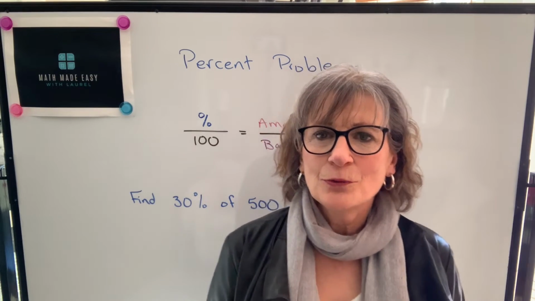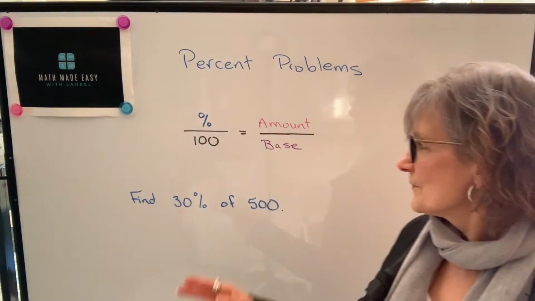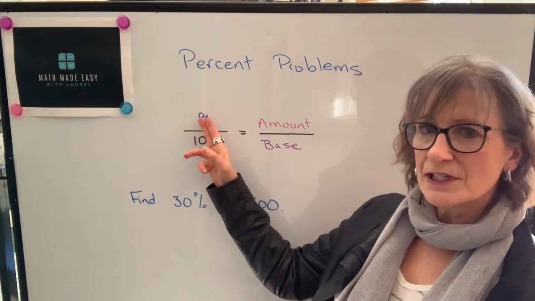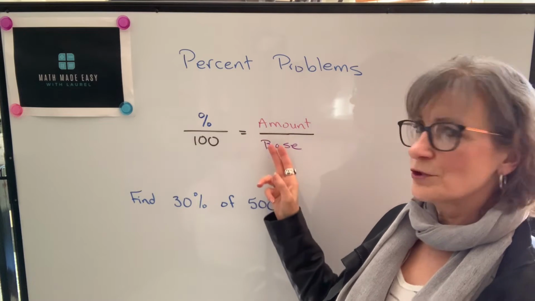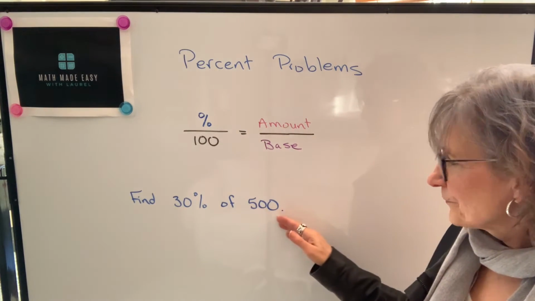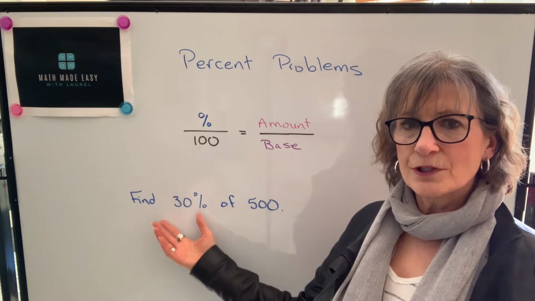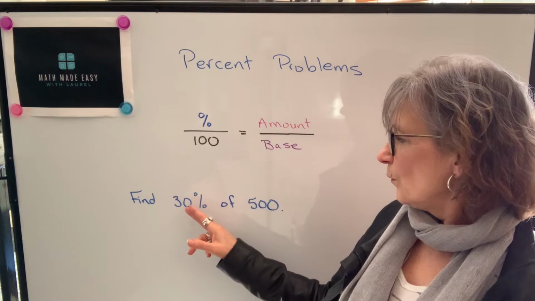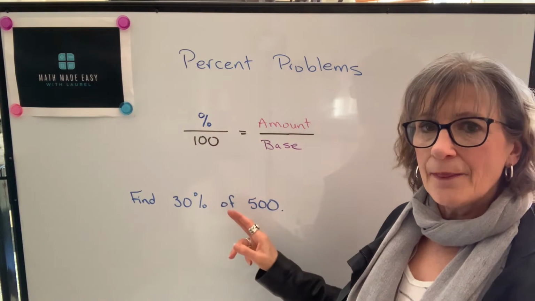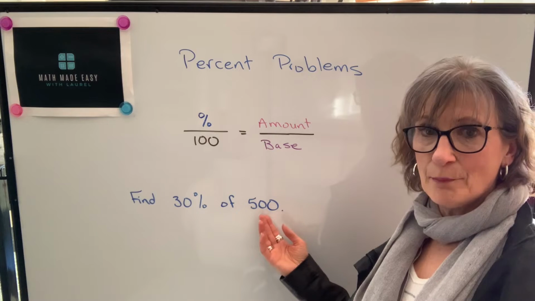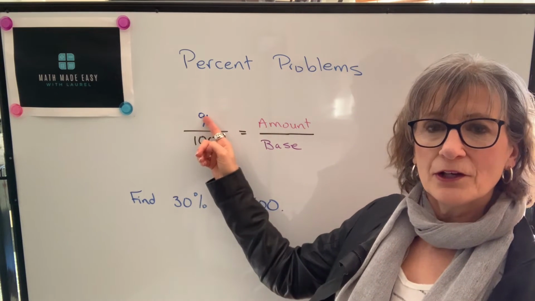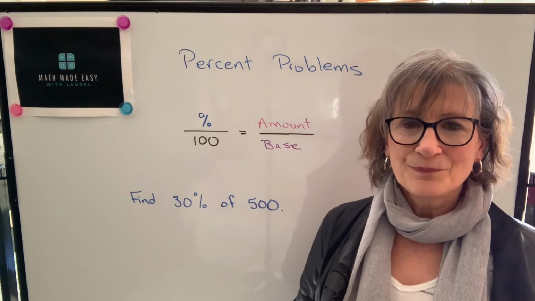In the previous video, we talked about solving percent problems using the proportion that I outlined, percent over 100 equals amount over base. And if you get a question that's worded like this, it's fairly straightforward to determine where each of these numbers go. The percent always goes over 100, and the base will be the "of" number. So 500 would go in base, 30 would go above the 100, and you would be finding amount.